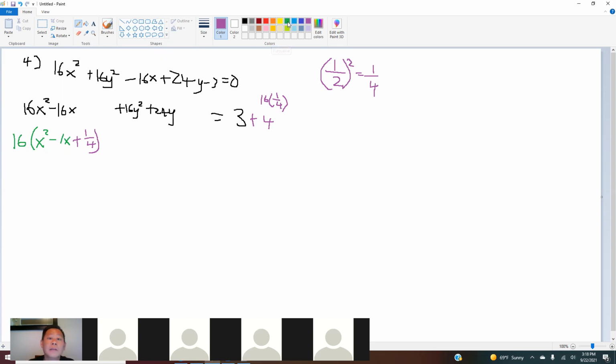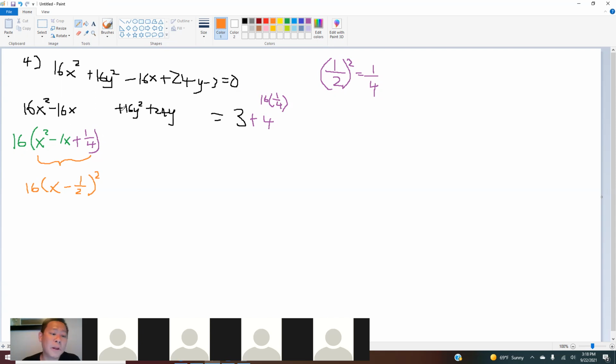Then what you do next is you have to factor this below. And the factor for this is x minus 1/2. Again, where does the 1/2 come from? It's the square root of 1/4. And I still have a 16 in front. So this is how we do completing the squares.